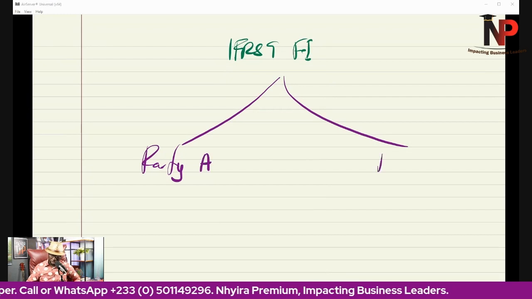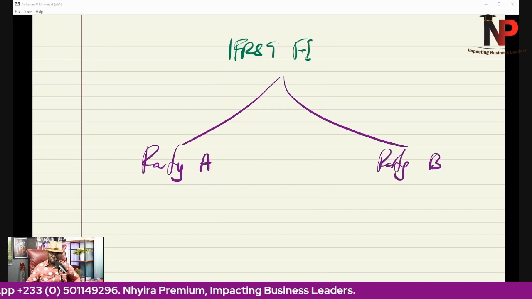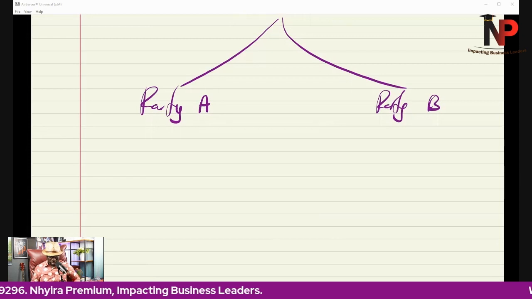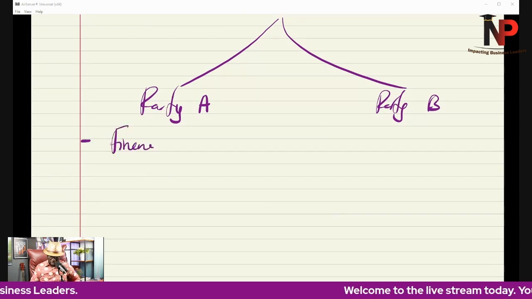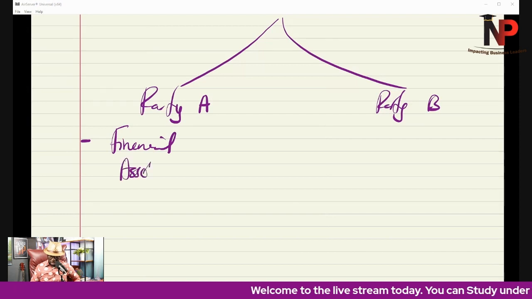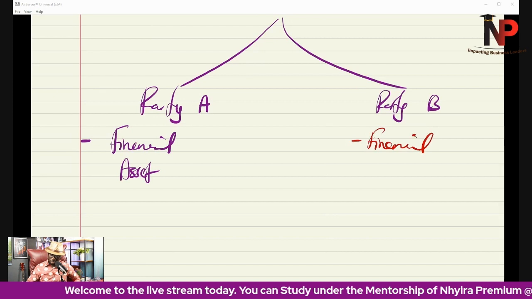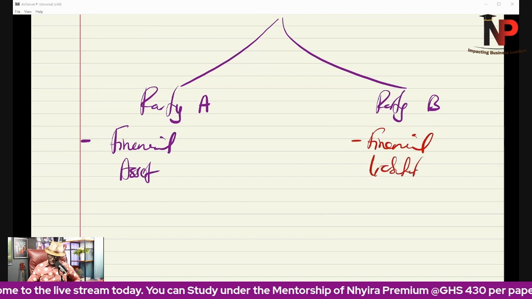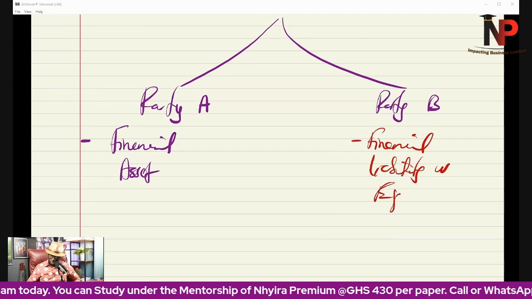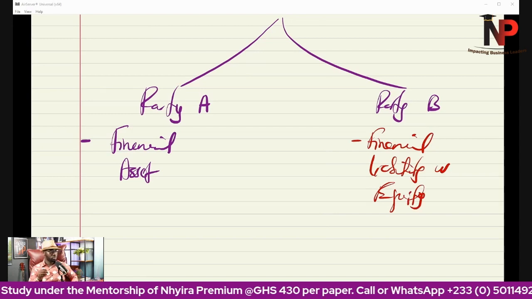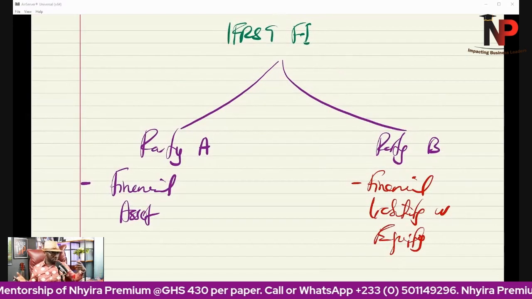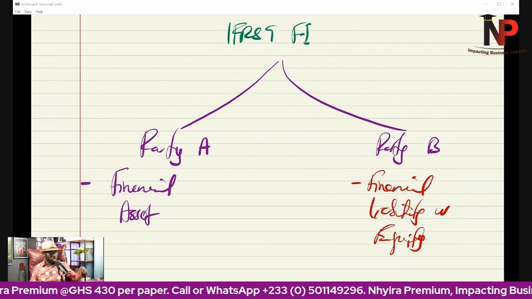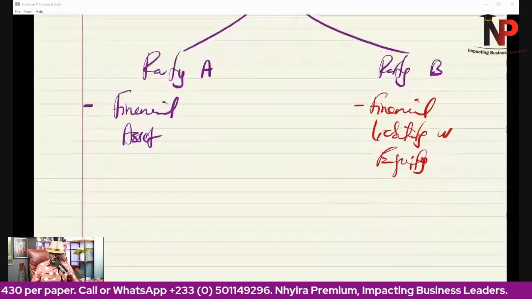There are two parties to a financial instrument transaction. There is party A and there is party B. On one end, one party will be recognizing a financial asset, okay? Then another party will be recognizing a financial liability or an equity instrument. Sounds good? So, two parties: one will recognize a financial asset, the other a financial liability or equity instrument.